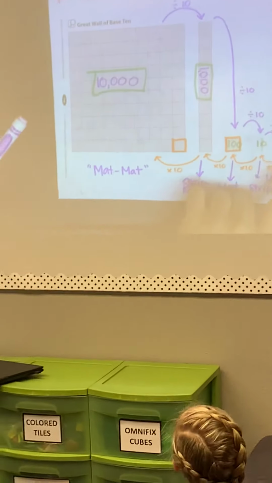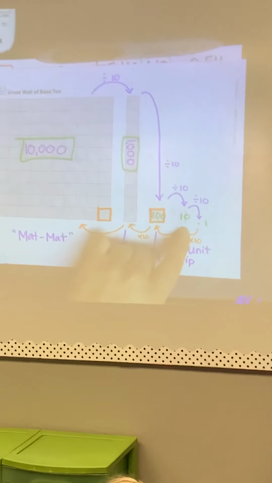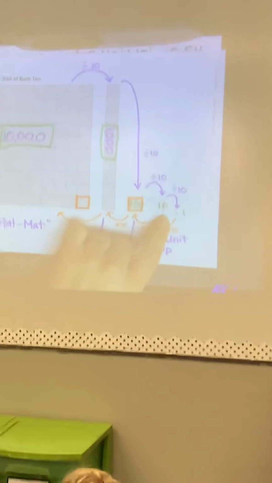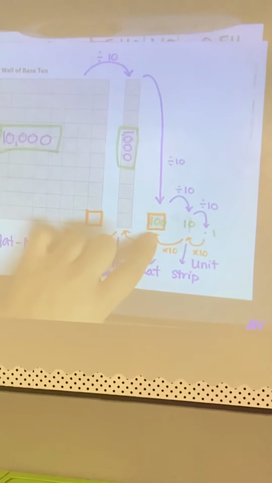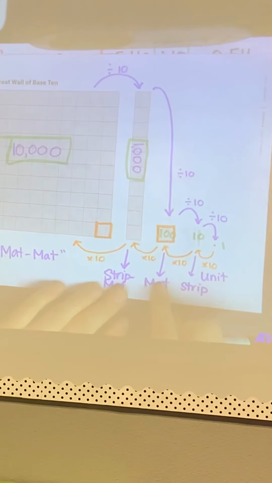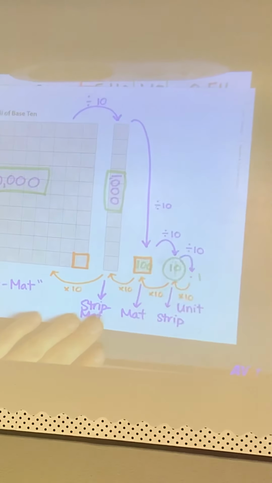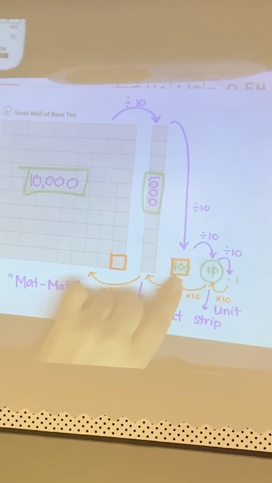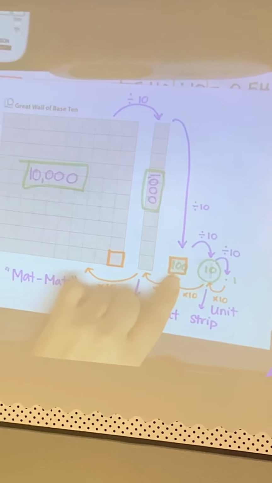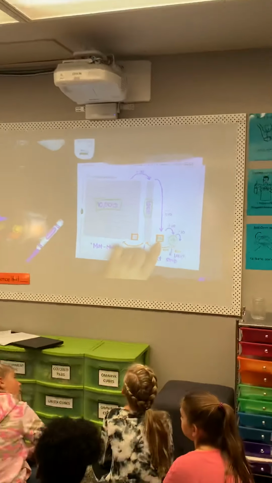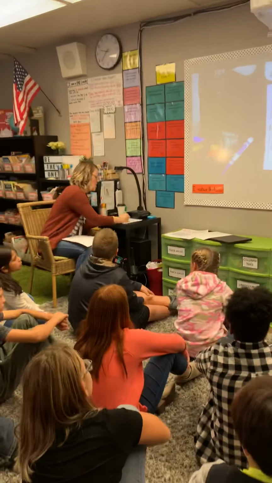So this right here, if this is 10, and Jessie noticed that this is multiplying by 10, then this mat right here is actually 10 of these. How do we write that it's 10 of those? You probably have to write 10 times 10. Oh, you'd have to write 10 times 10.